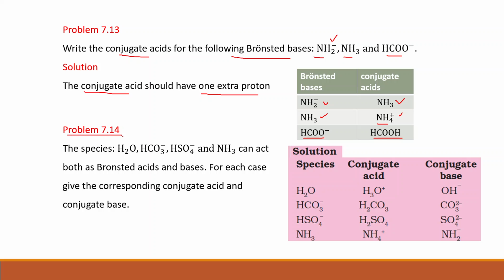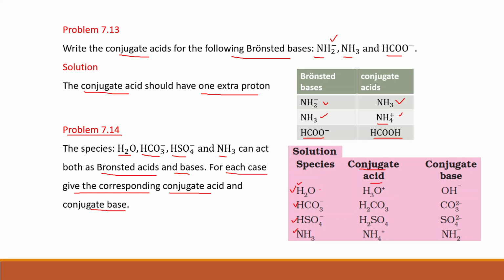Next, problem 7.14. The species H2O, HCO3 minus, HSO4 minus, and NH3 can act both as Bronsted acids and bases. For each case, give the corresponding conjugate acid and conjugate base. See, its solution is, these are the species. Now, first we will find out its conjugate acid. It means we are assuming that these are bases, and bases mean they accept the proton.